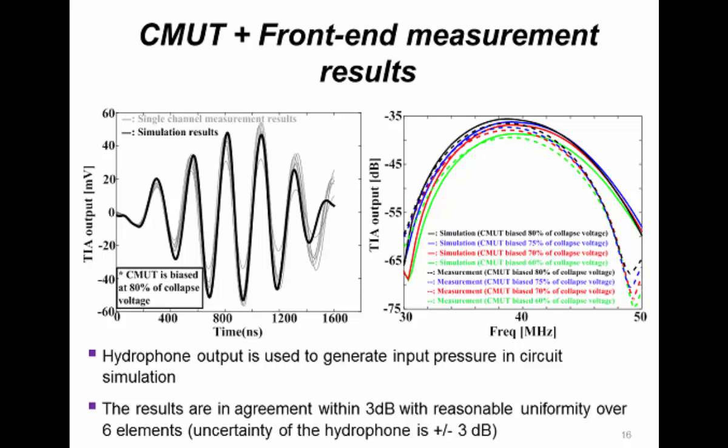So we use the pressure input as the input of the equivalent circuit, and we run the simulation on Cadence. This black solid line represents the simulation results, and the gray lines are measurements of 6 elements. And here we average the six element measurements and compare with different bias voltages, which agrees with the simulation. The measurement agrees with the simulation well within 3 dB difference, which is the uncertainty of this measurement.